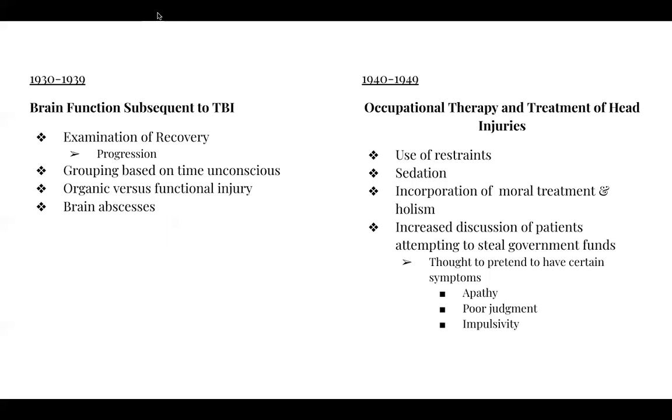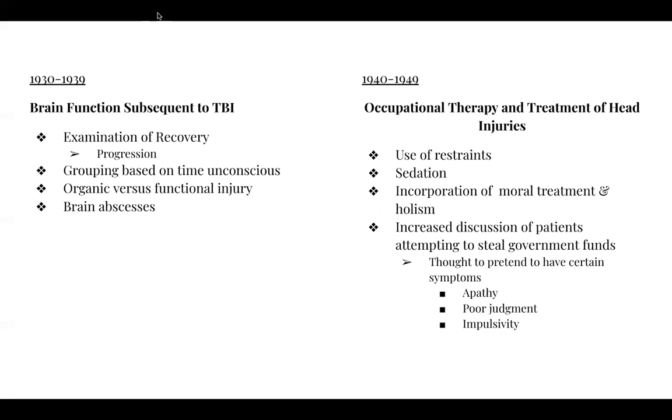So, literature in the 1930s discusses the function of the brain and the classification of injury following a traumatic brain injury. So, often we look at the brain function subsequent to the traumatic brain injury. So, this looks at recovery patterns, which were examined related to brain function recovery, which helped therapists at the time to predict the prognosis and safely plan for discharge.